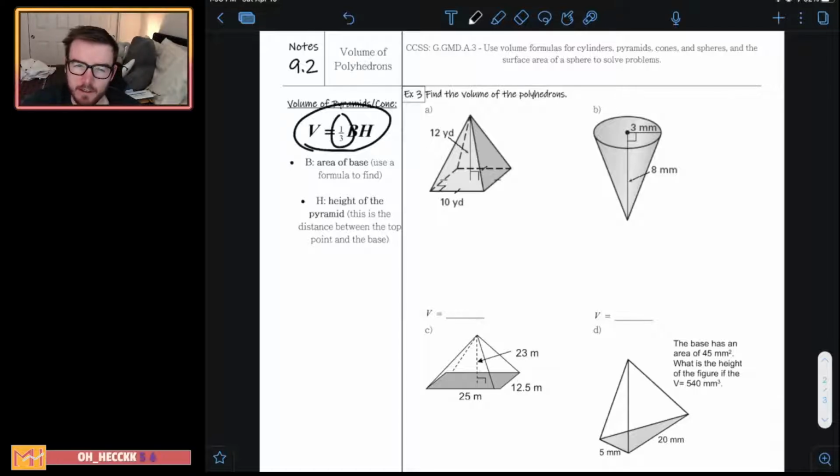Feel familiar? Area of rectangles is length times width. Area of a triangle is 1/2 base times height. It's kind of the same idea. A prism is base times height, but a pyramid is 1/3 base times height. Sort of a similar idea. I just want you to not forget about the 1/3, okay?